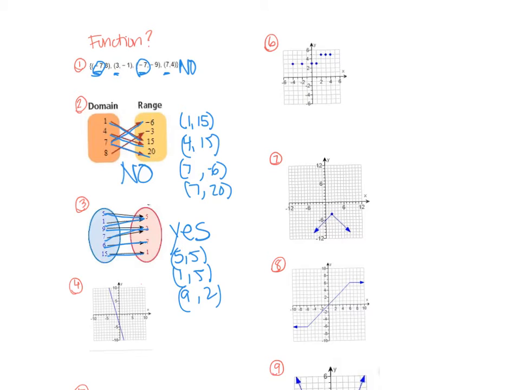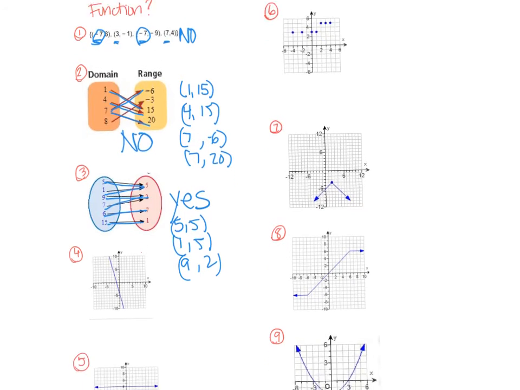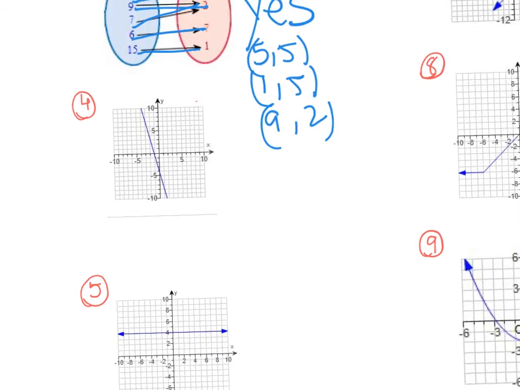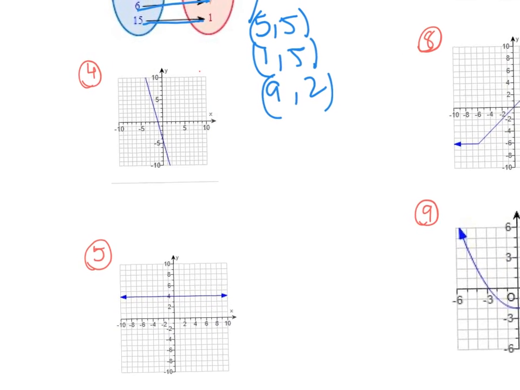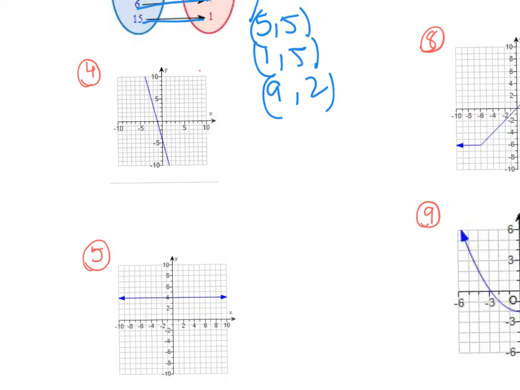Okay, so the first 3 examples there are if we are given either the table of values, ordered pairs, or the mapping diagram. Now we're going to take a minute and look at if we are given a graph. And so this is the graph that we are given here.